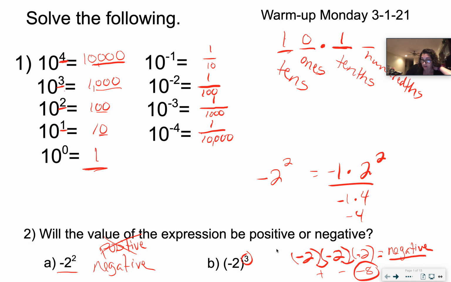Okay? Most of the time when you have an even exponent, your answer comes out positive, but in this case, this is a different case because your base, the number that's being taken to the exponent, is a negative number without parentheses. Your answer is a negative. All right?